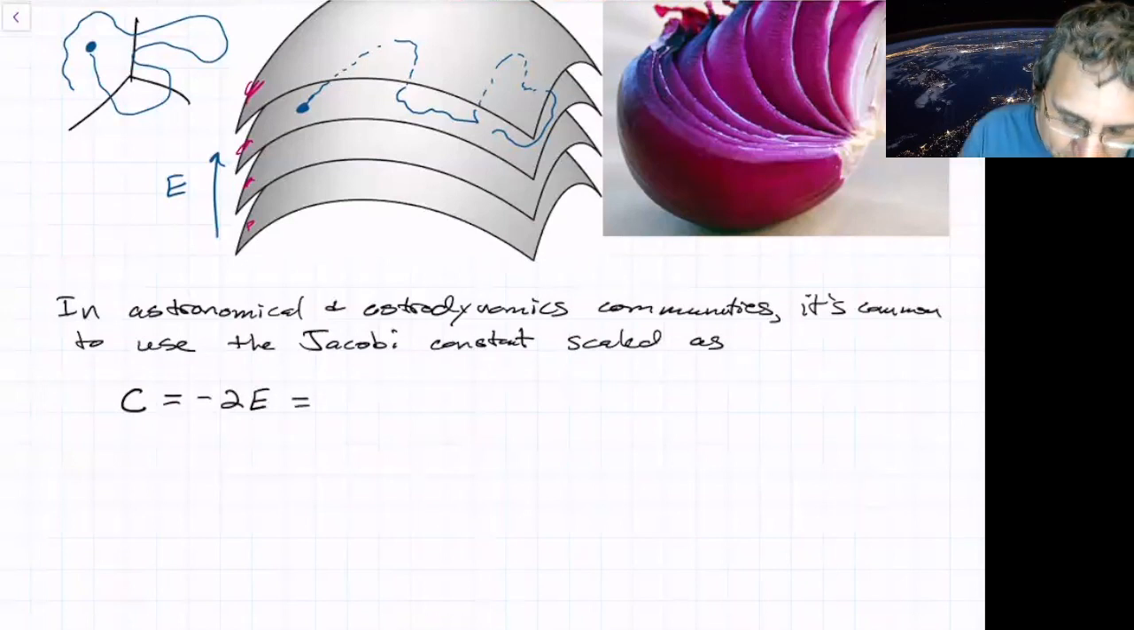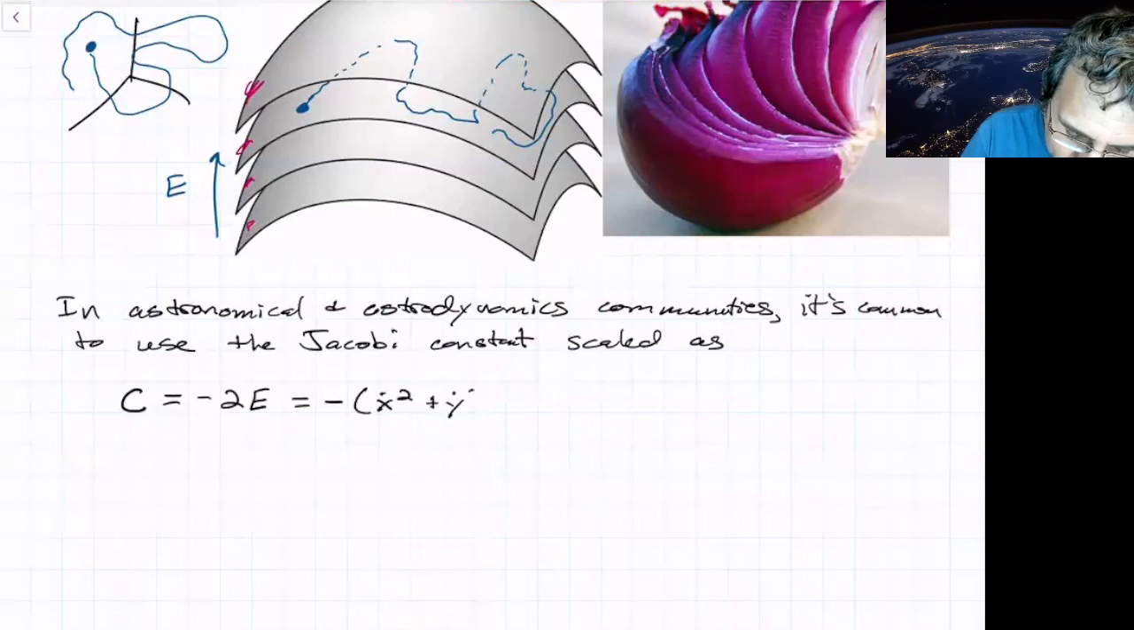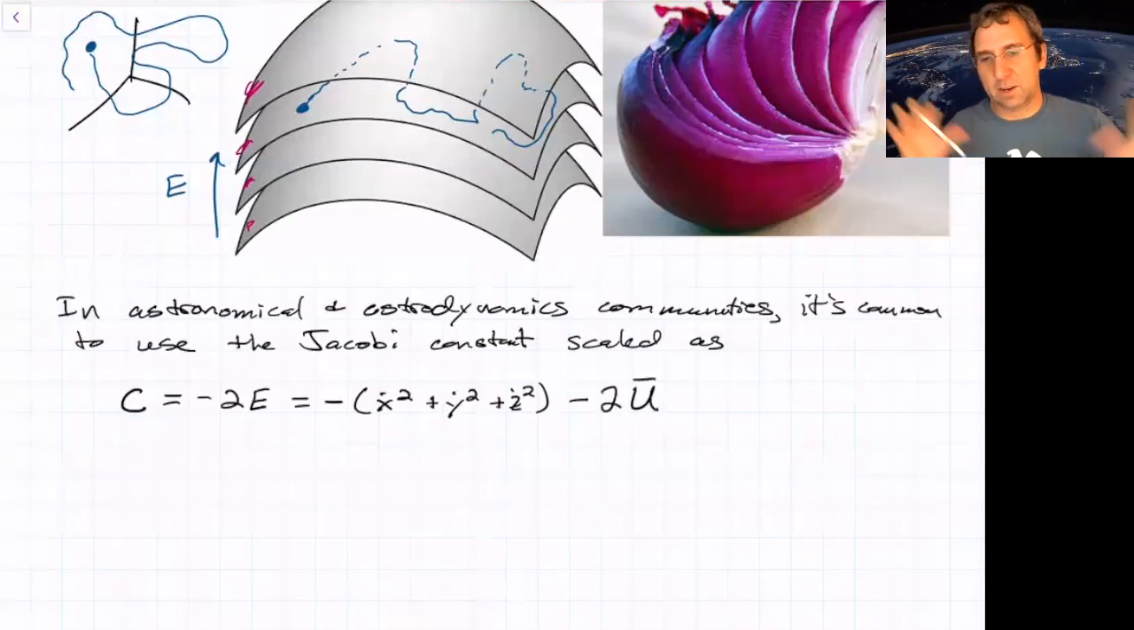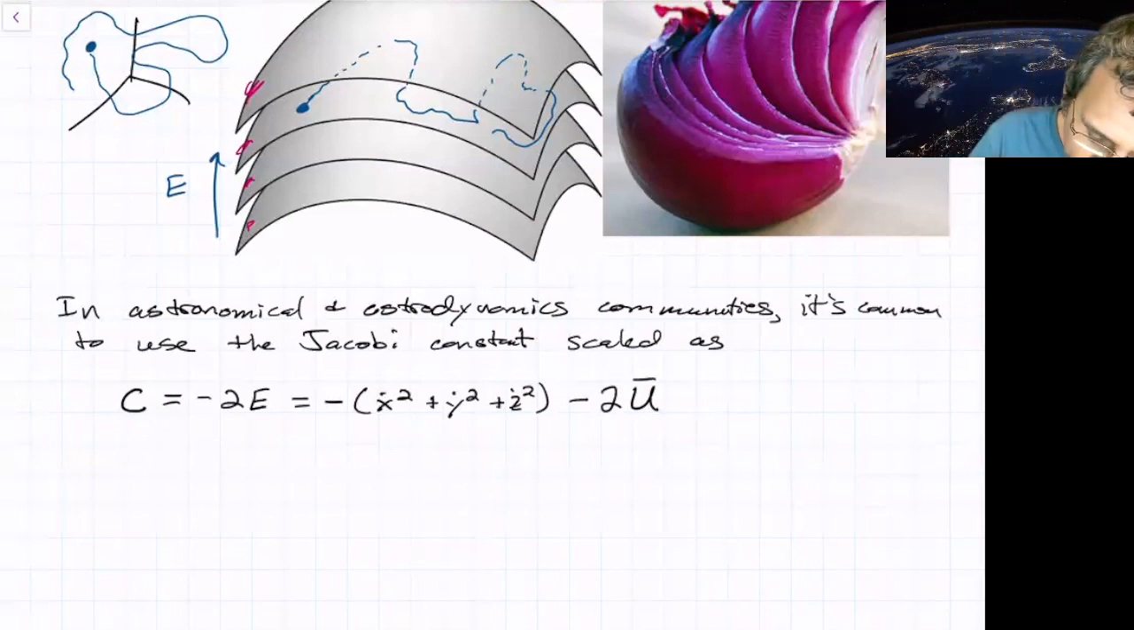And so then this becomes... the thing I don't like about this is the velocity shows up with a negative sign in front. So this has a negative x dot squared plus y dot squared plus z dot squared minus 2 u bar. So in terms of an energy perspective, everything's lost. Why are we doing this? But this is what's done.